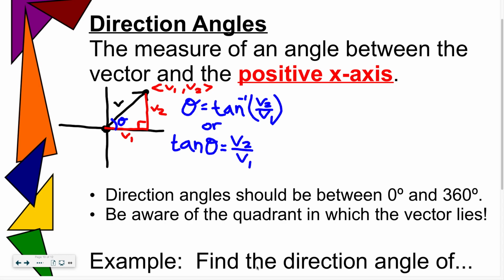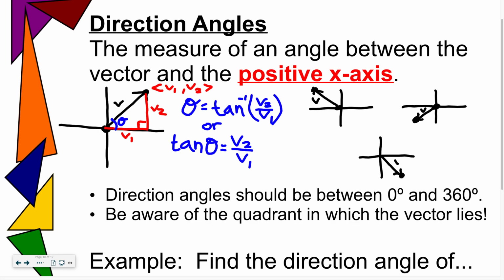So I'm going to draw 3 additional pictures up here. They're going to be smaller, but I'm going to put a vector in each quadrant. So there's V, there's a V, and there's a V, right? Quadrant 2, quadrant 3, quadrant 4.